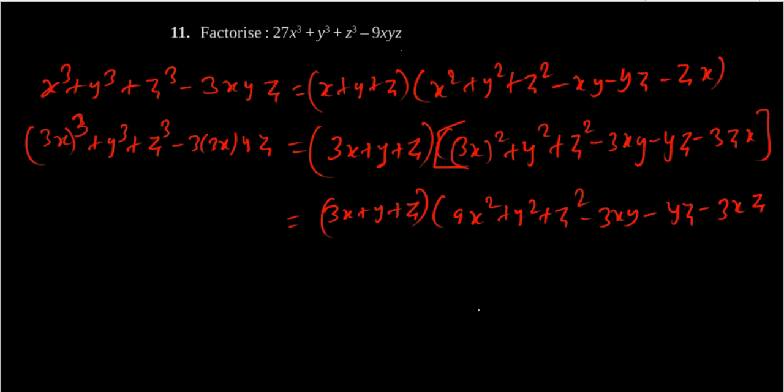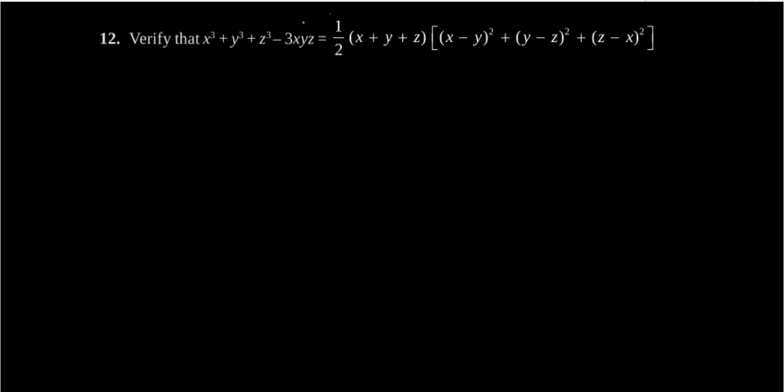Next question. x cube plus y cube plus z cube minus 3xyz equal to half of (x plus y plus z) into [(x minus y) the whole square plus (y minus z) the whole square plus (z minus x) the whole square]. This we need to verify. So we'll take the right hand side. If we multiply, we will get the left hand side. So let me multiply this product, but before that, let me clear the inner bracket.